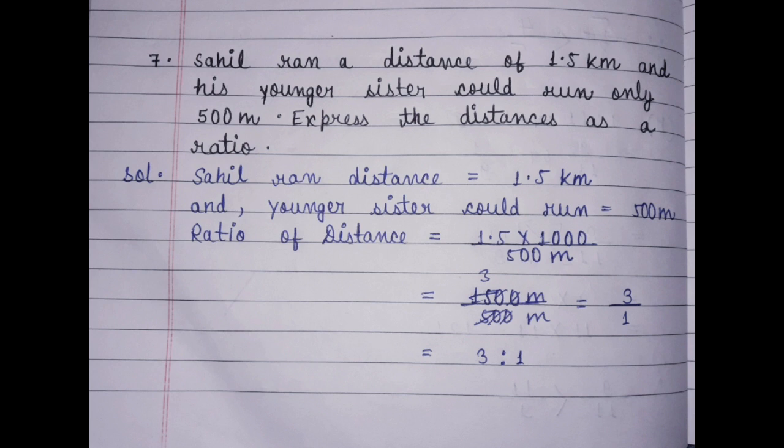So the ratio of distance is 3 is to 1. Let's see our eighth question.